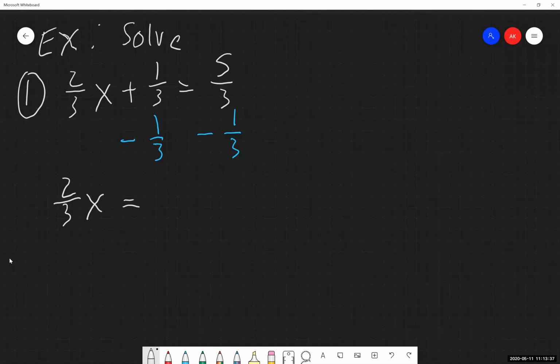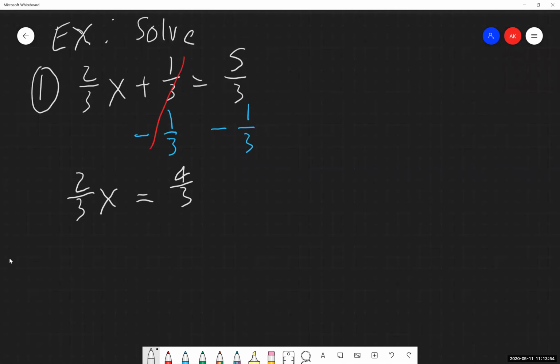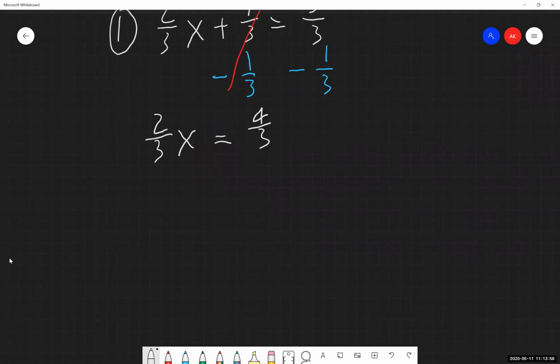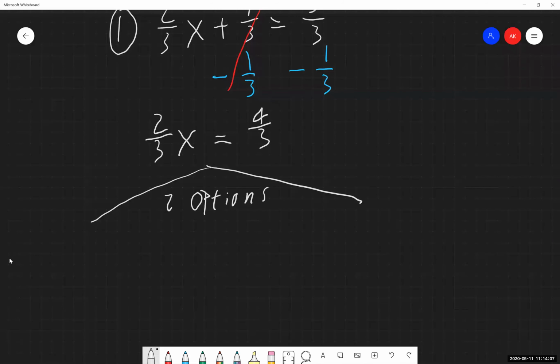And on the right-hand side, let's cancel there, I have 5/3 minus 1/3. The denominators are the same, so I can subtract the numerators. 5 minus 1 is going to give me 4. I get 4/3. Now I want to show you guys that there are two ways that you can do this. It's your call, whichever one you would like to use. So I'm just going to list out here that we have two options for this.